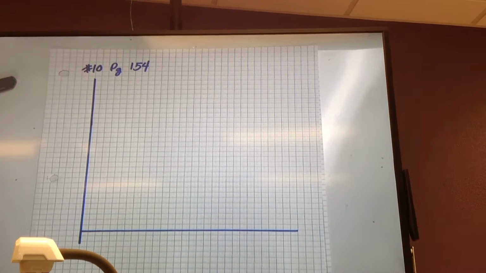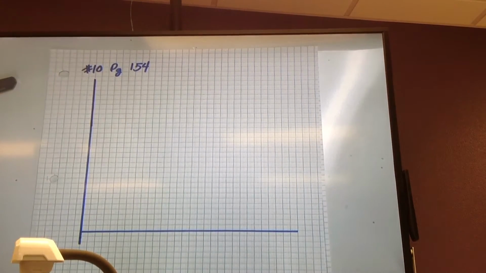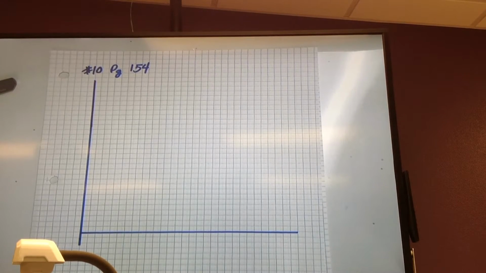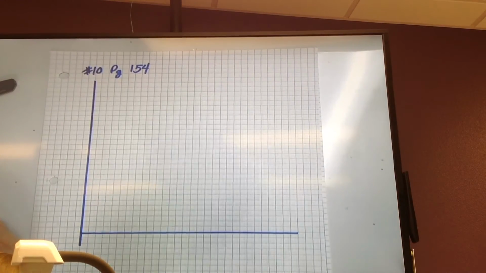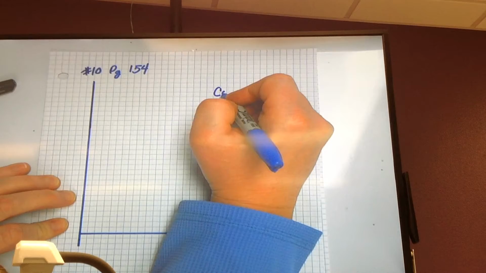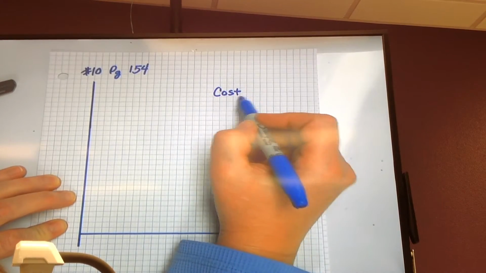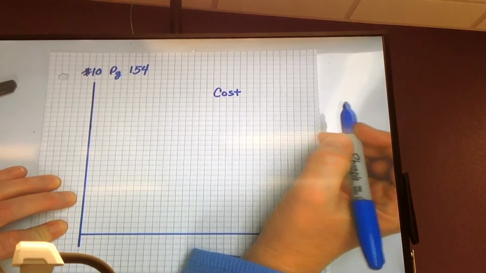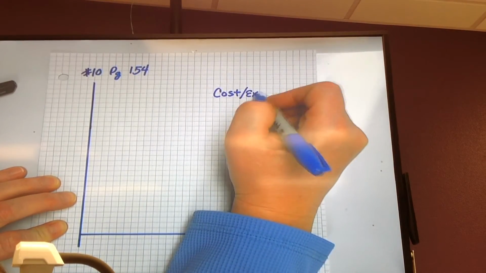So this is just a little helpful hint for problem number 10 on page 154. If you look at this problem, there are two things that we're graphing. The first thing we're graphing for number 10 is the cost to actually make and market the yearbook. There's an expense to this, cost or expense, I'll call it.